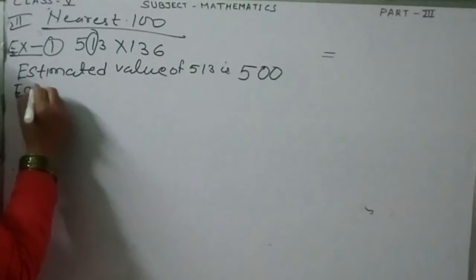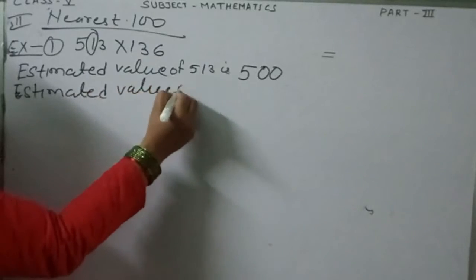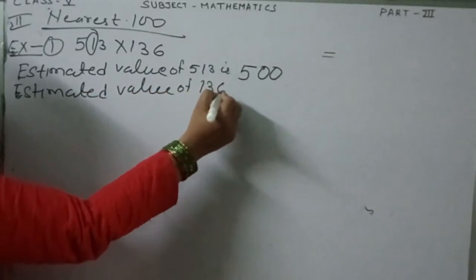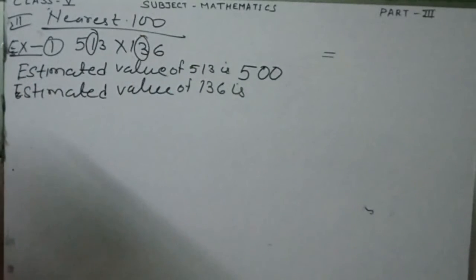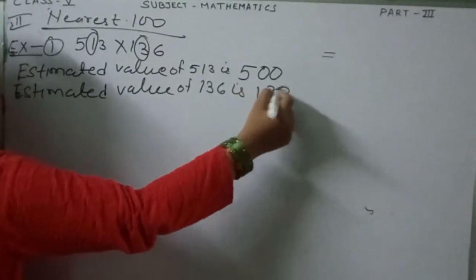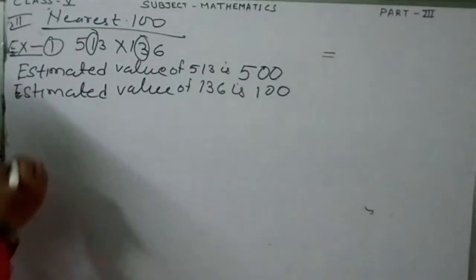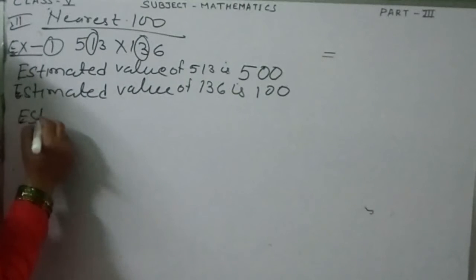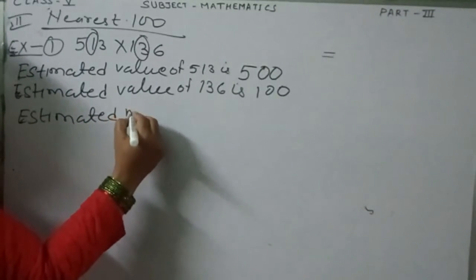Next, the estimated value of 136. Which digit do we check? The tens value. The tens value here is 3, and 3 is less than 5. So we write 1 and 0 0. Now this one is the first step. In the second step, we have to find the estimated multiplication.